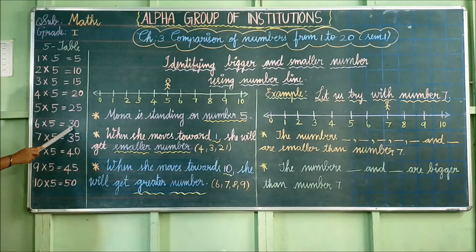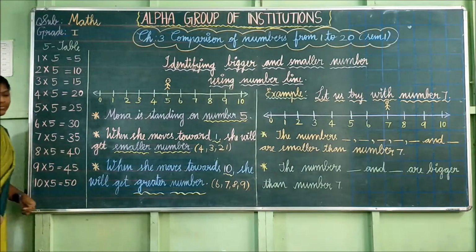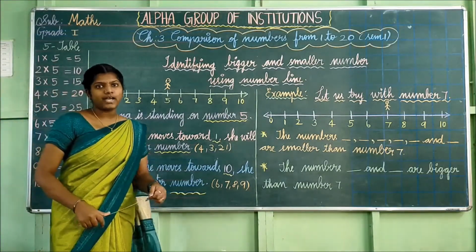Six fives are 30. Seven fives are 35. Eight fives are 40. Nine fives are 45. Ten fives are 50. Children, do you understand 5 table?